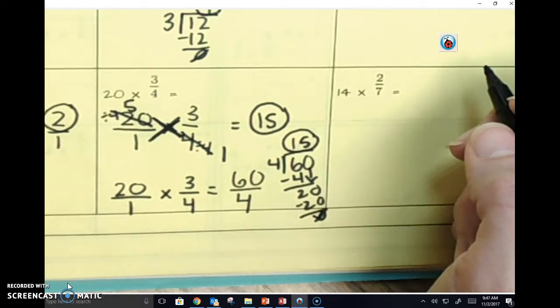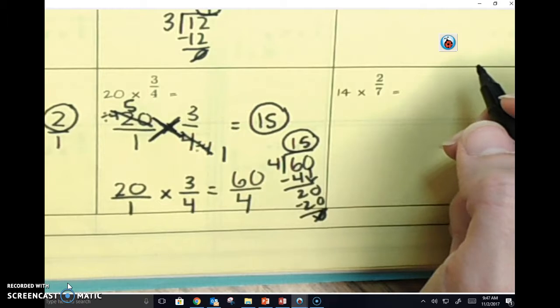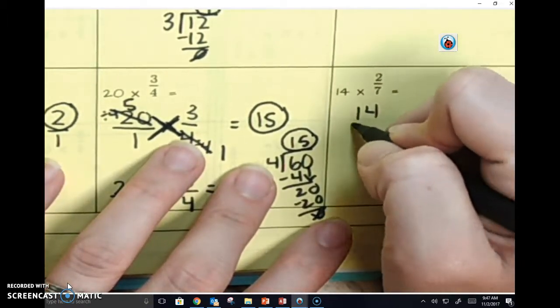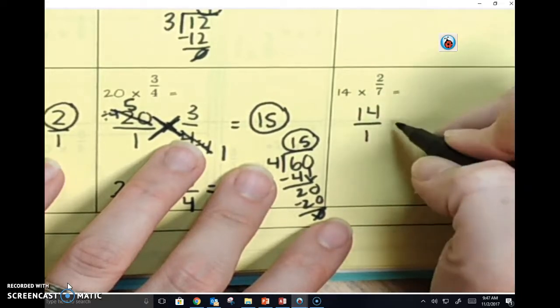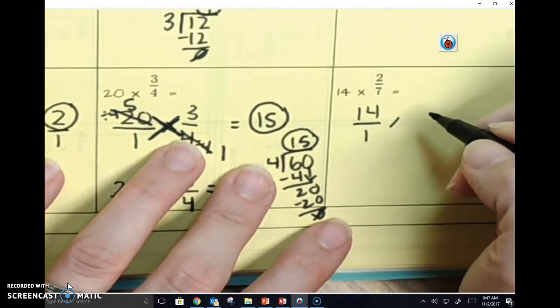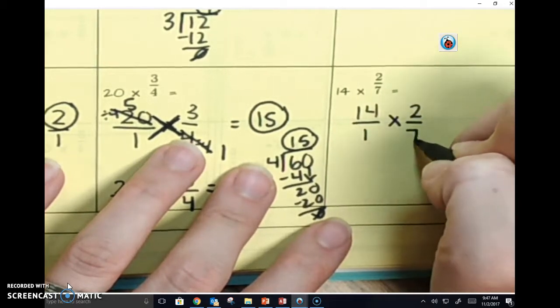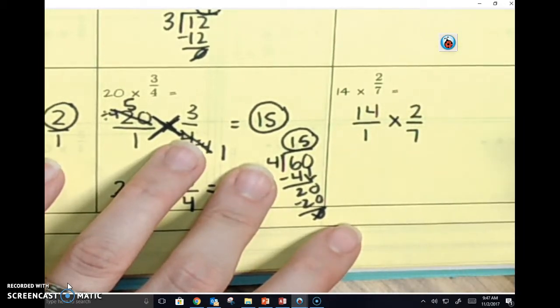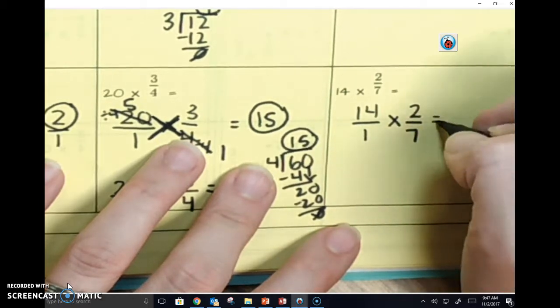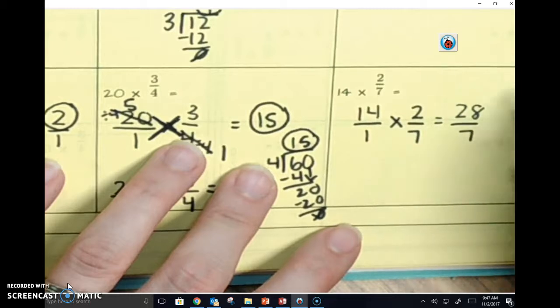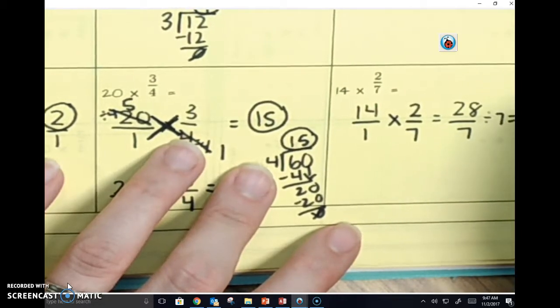We haven't gotten to a problem like that yet, have we? Okay, we have 14 over 1 times 2 over 7. Those of you that understood the cross canceling, you can go ahead and do that. Or you're going to get 28 over 7. We're going to simplify by 7 because I know that is 4.